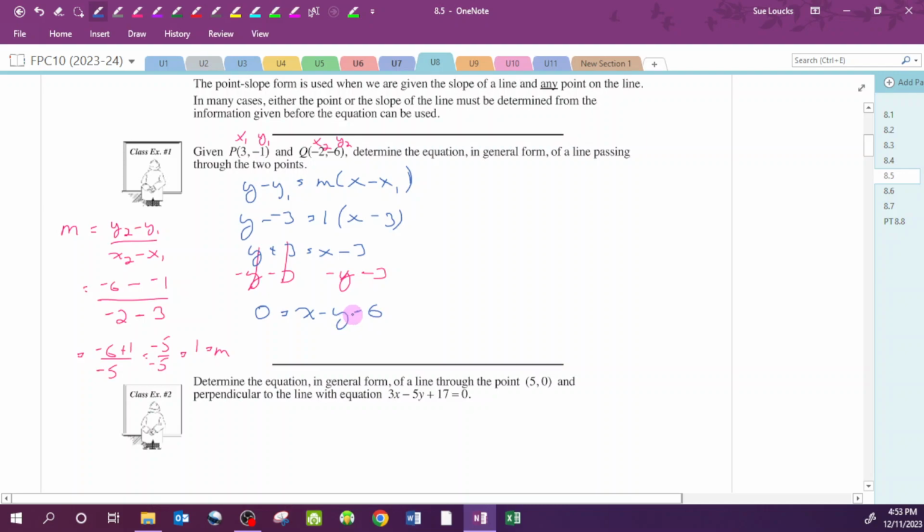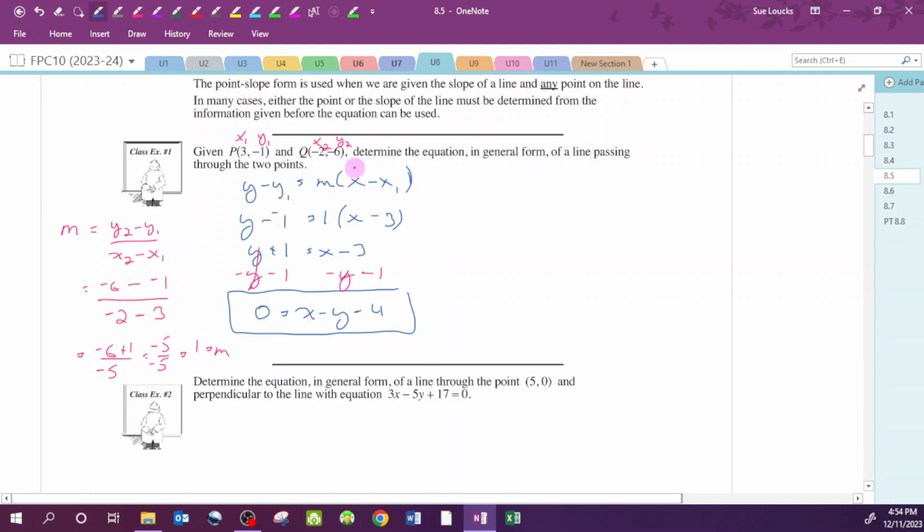Wait, what did I do? Oh, this was supposed to be a 1. I'm so sorry, I wrote that wrong. This is minus 1, minus negative 1, so plus 1. Sorry about that, minus 1, and then this is minus 4. There's my equation. But you can do that again using the other point and see that you get the same answer.